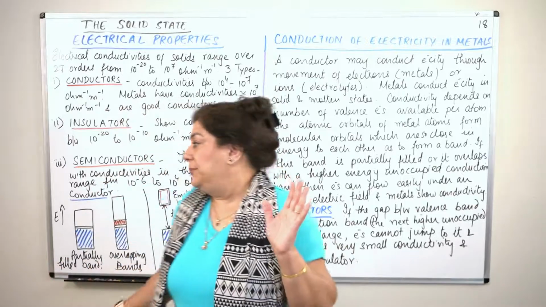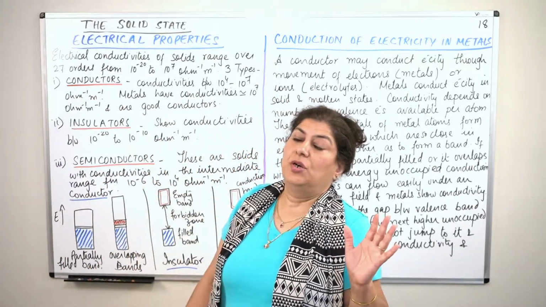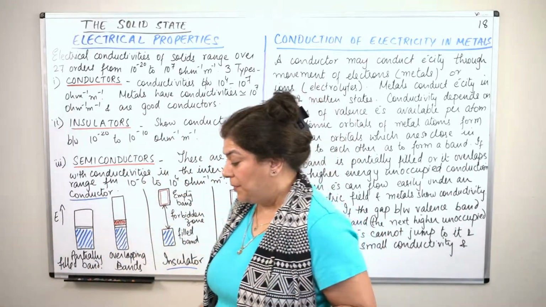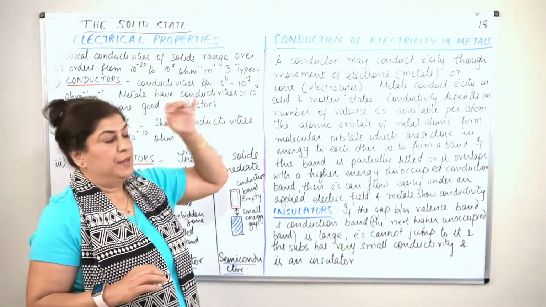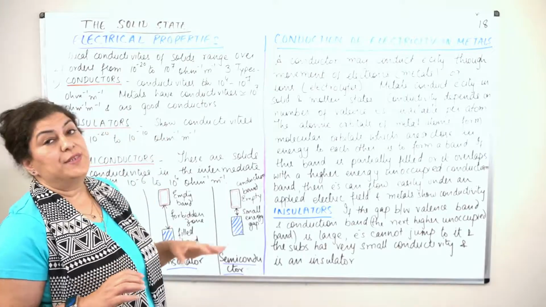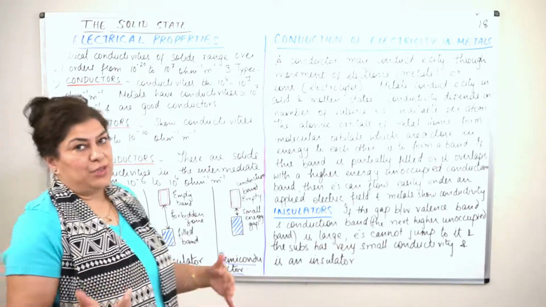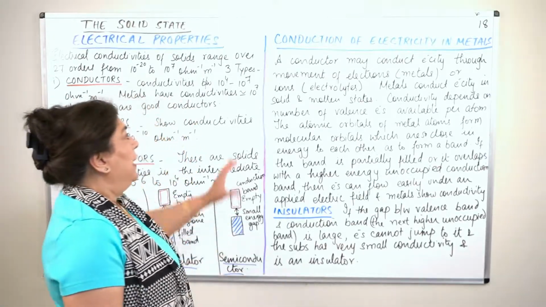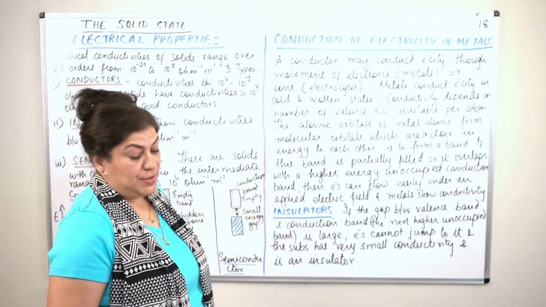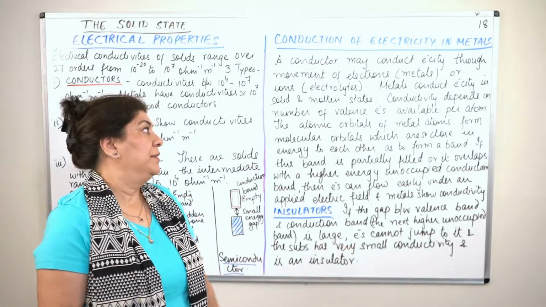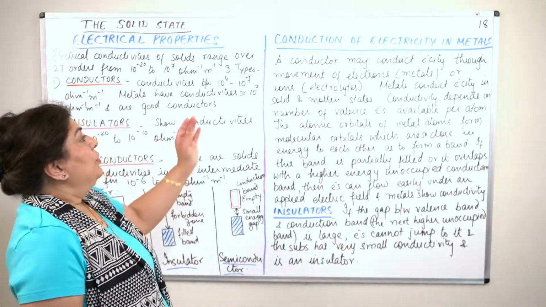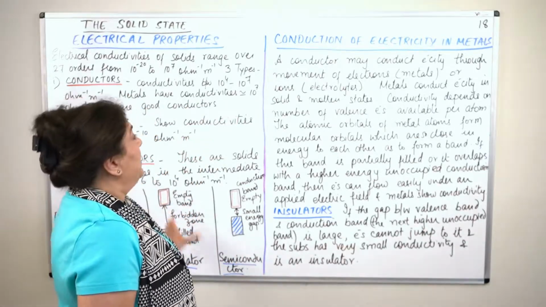So these were the three categories of conductors. Now I will be discussing the first case, that is, how does conduction of electricity take place in metals. I have actually explained it to you already in metals and in insulators. In the next video, I'll be taking up the conduction of electricity in semiconductors. So just reading it out now, because I've already explained this to you.